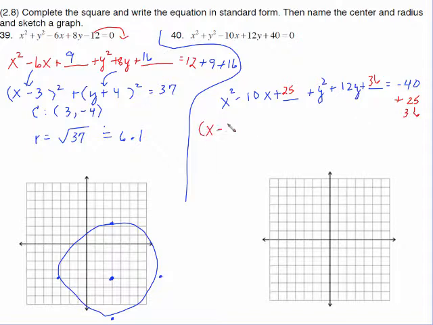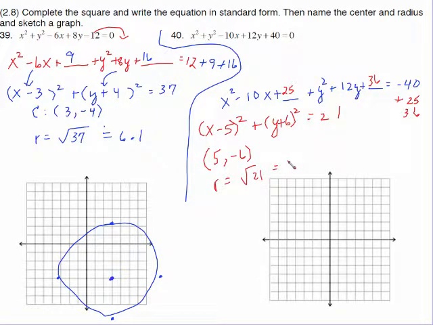Factor it up. X minus 5 squared, y plus 6 squared. Do your arithmetic here, and this is 21. So our center is 5, negative 6, and the radius is the square root of 21, which is somewhere around 4.6.